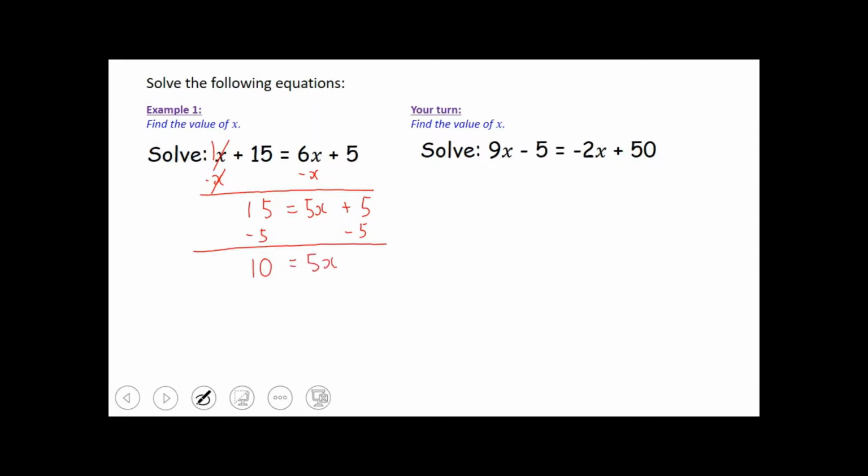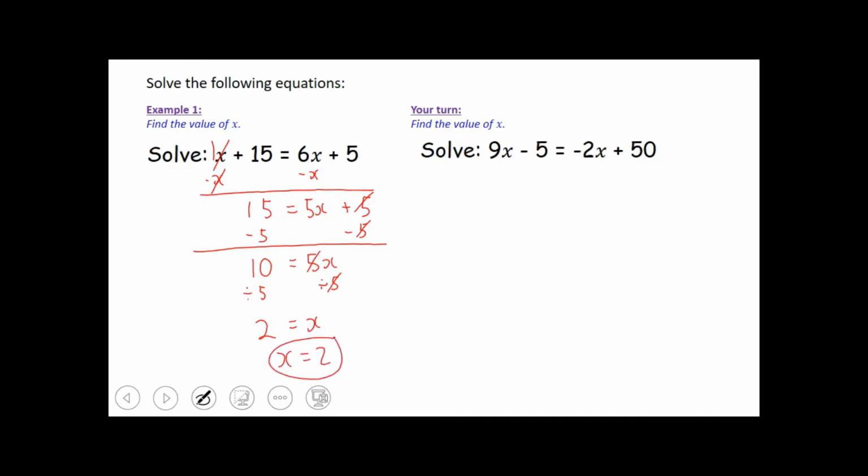And don't forget 5 take away 5, that cancels out. So 10 equals 5x. Like we did previously, 5x means 5 times x. So let's get rid of that 5. So it's going to be divided by 5 on this side and divided by 5 on the other side as well. So hopefully we should have 2 equals, 5 divided by 5 cancels that, and x, or in other words, x equals 2.